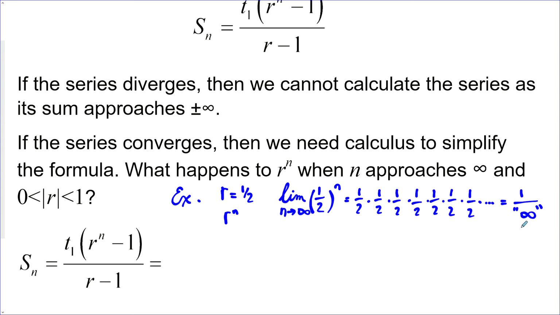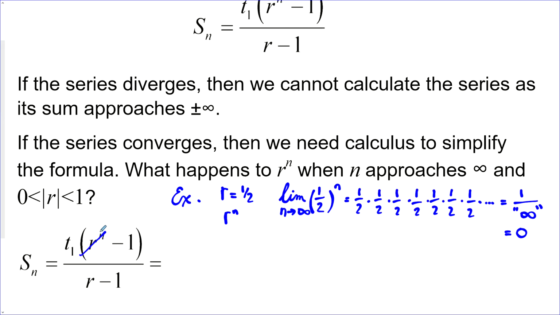So really, this, for all intents and purposes, just gets closer and closer to 0. So we can say that the limit is 0. So that's the concept we're going to use to simplify this formula right here. This part of the formula, since the absolute value of r is in between 0 and 1, we multiply it more and more times, and it goes to 0. So we cease caring about it.